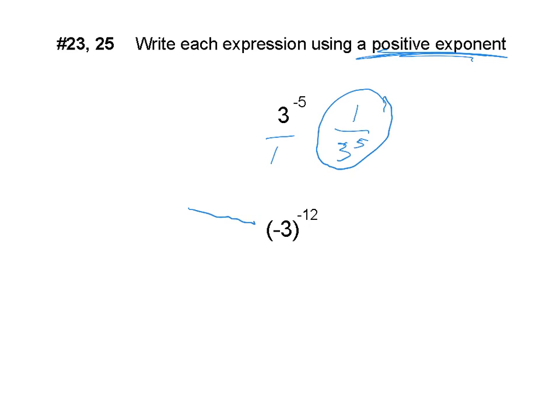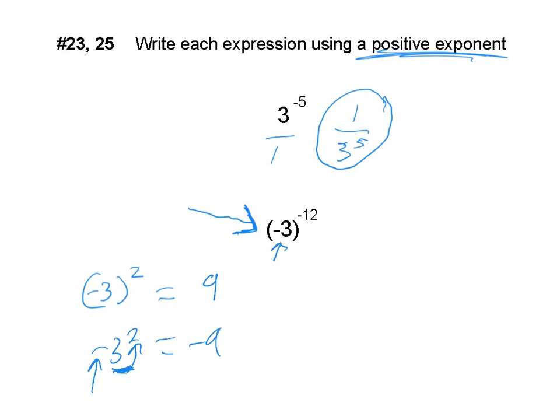Careful, I'm noticing people are still forgetting their parentheses. If they have parentheses on the number, you need to keep them. Here's a reminder of why. Negative 3 squared with parentheses would be positive 9, right? Because negative 3 times negative 3 is positive 9. But negative 3 squared without parentheses would be the negative of 3 squared, so negative 9. You see, the parentheses matter, so don't forget to keep your parentheses if they have them.